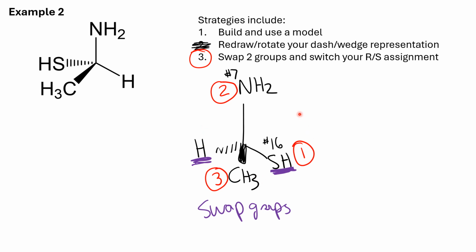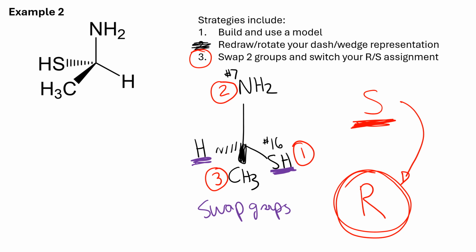I'm moving my cursor in a counterclockwise direction. I'm going counterclockwise right now. Counterclockwise would normally be S, but I switched two groups. So I need to remember that I need to swap back to the real configuration, which is R. So this molecule would have a configuration of R, and I would encourage you to build the model and prove that to yourself so you can use two strategies to figure this out.